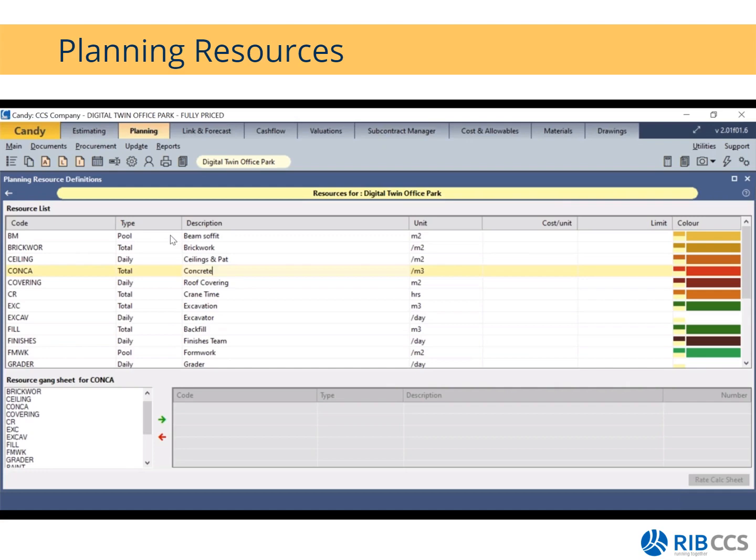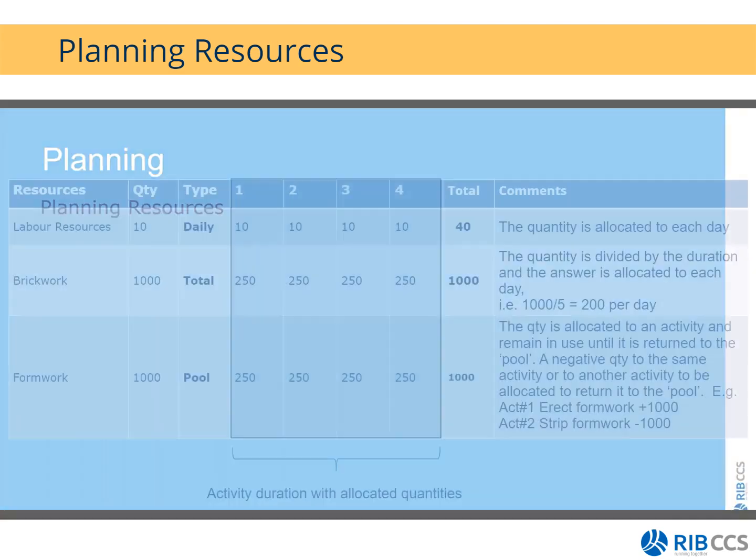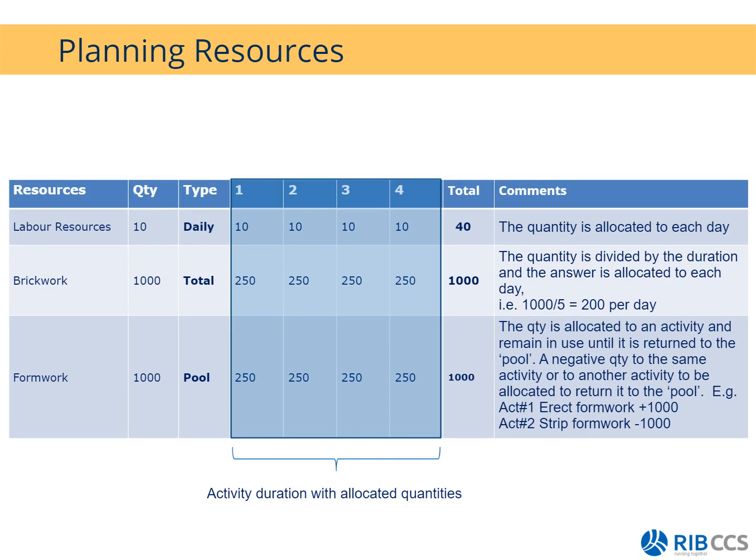Before we continue to the allocations, I would just like us to zoom in a bit on the various types. My daily type is usually allocated to your plant or labor resources. In this case, the example is if you have a skilled labor, for instance, and you need a quantity of 10, my type is daily.